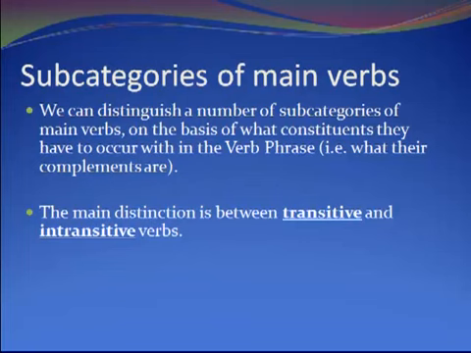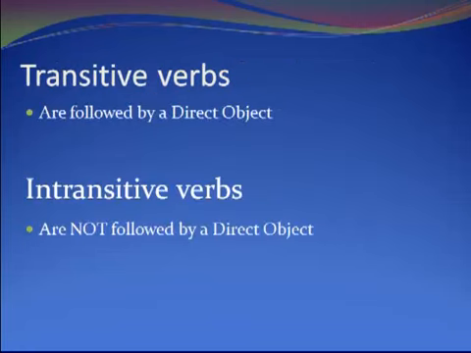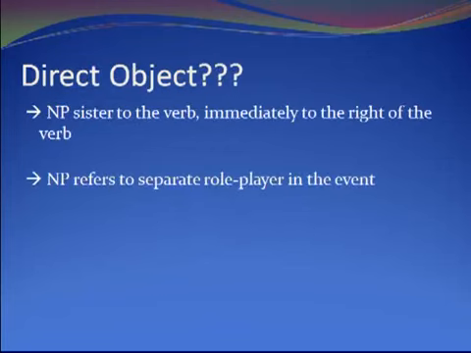Now, as I already said, the main distinction is between transitive and intransitive verbs. We've already come across that distinction, and that's characterized by whether or not there is a direct object. So transitive verbs are verbs that are followed by a direct object. Intransitive verbs are verbs that are not followed by a direct object. What again is a direct object? Well, we've already learned that a direct object is the noun phrase sister to the verb, and usually that comes immediately to the right of the verb.